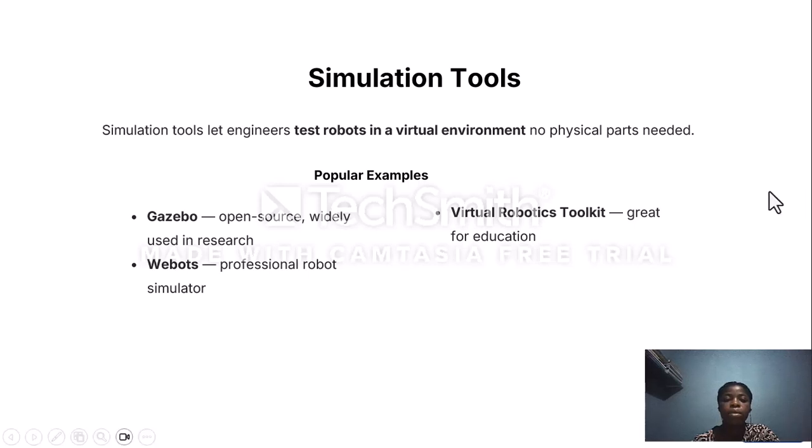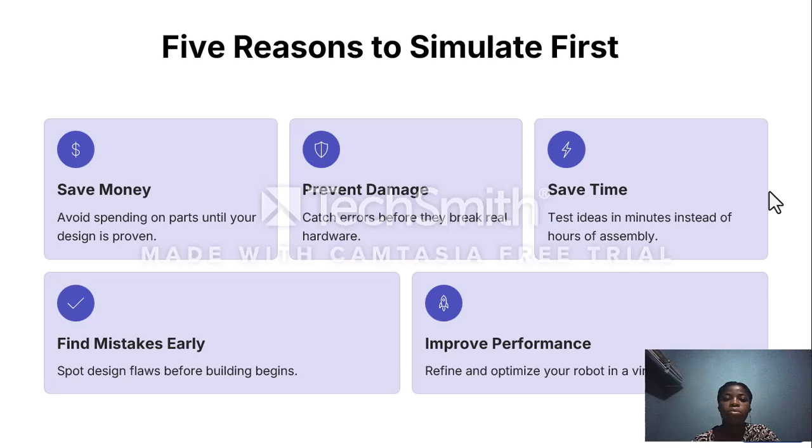Now, let's take a look at 5 reasons to simulate first. So, someone might ask, why all this? Why do we need to simulate? One, simulation saves money. Simulation prevents damage. It saves time. It helps engineers find mistakes early. Then again, it helps engineers improve performance.